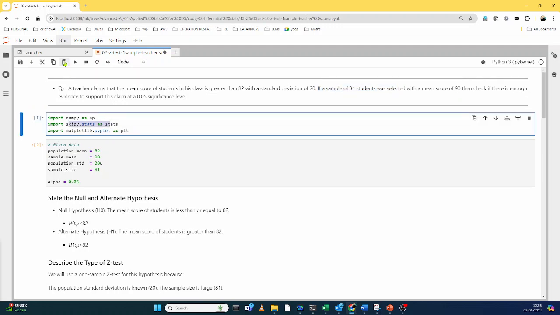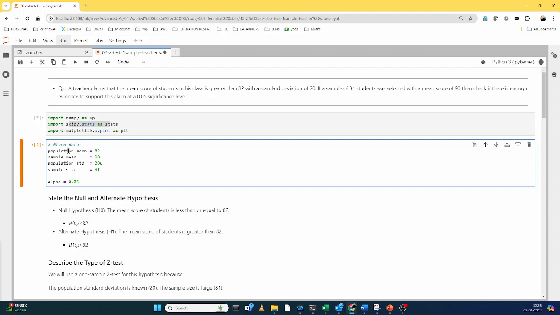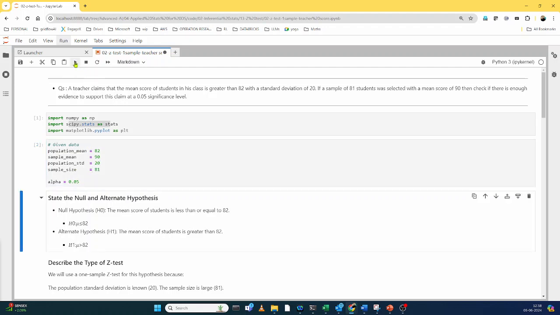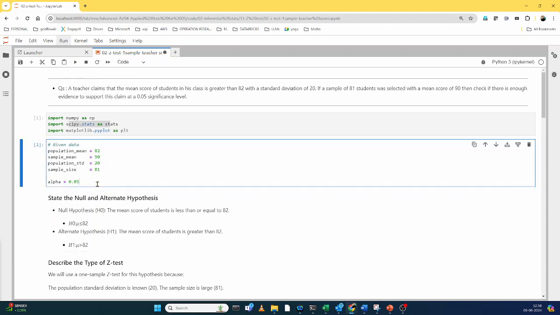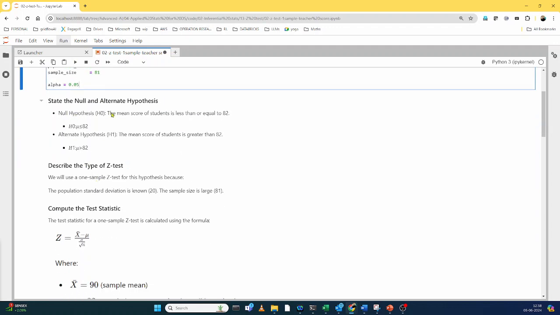So we're going to use the SciPy package here, and the population mean is 82, and the sample mean that we collected is 90, and then the population standard deviation is 20. And the sample size is 81. The alpha, we take it as 0.05 as the level of significance. The null hypothesis is the mean score of students is less than or equal to 82, and the claim is greater than 82, so that will be our alternate hypothesis.